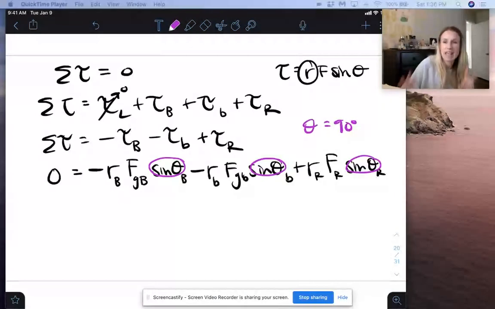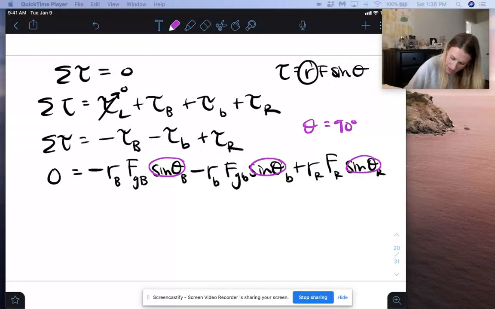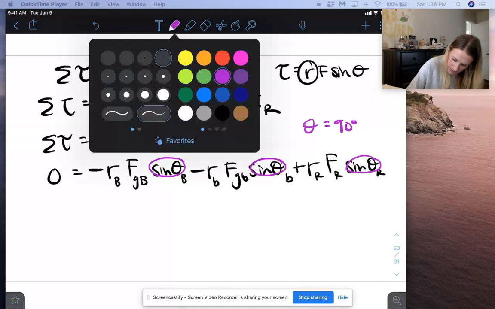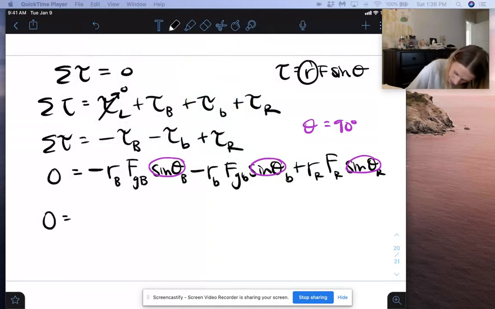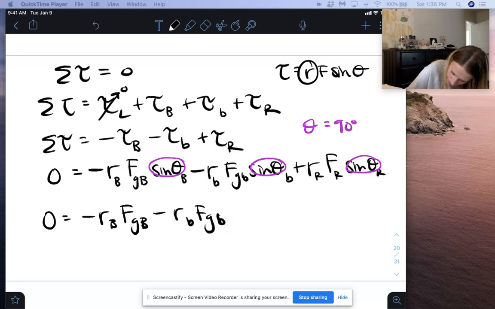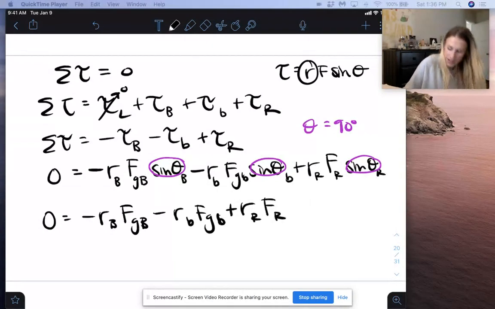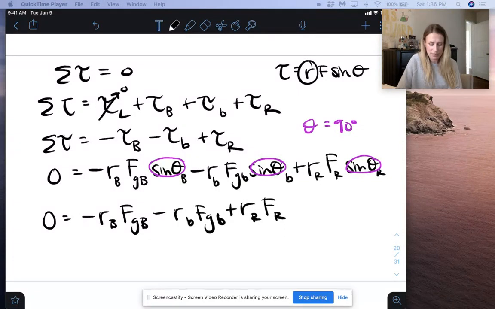So that kind of cancels out, it just ends up being 1. So we just end up getting 0 equals negative r_B times the force of gravity of the block, minus r for the beam times its force of gravity, plus r for that right-hand side times the force. Okay, so it's getting simpler and simpler.